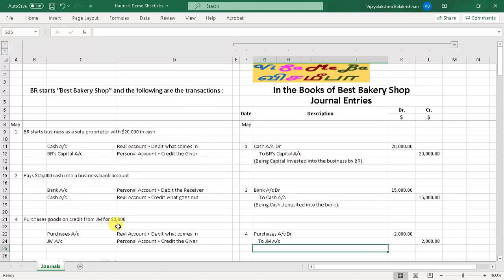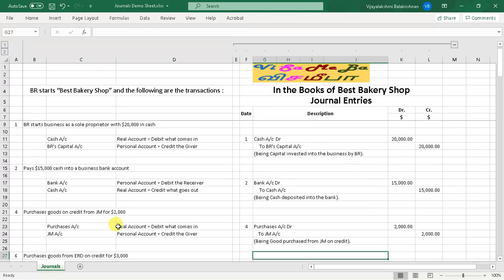And the narration would be, being goods purchased from JM on credit. Okay, so this is how a journal entry would be for purchases of goods on credit.